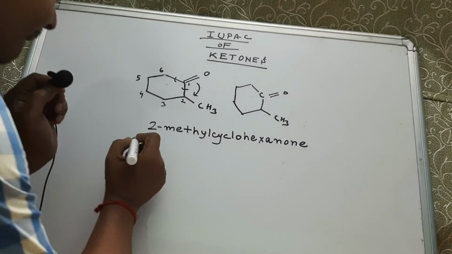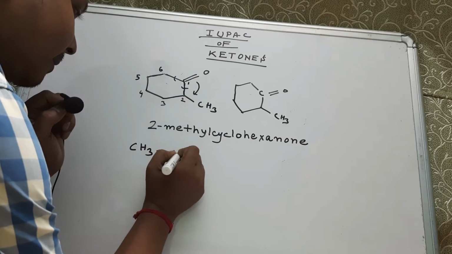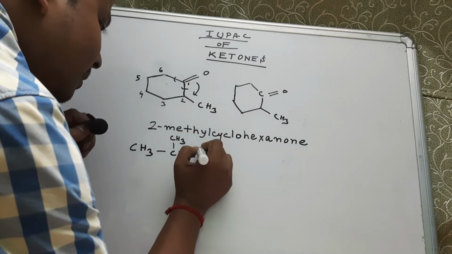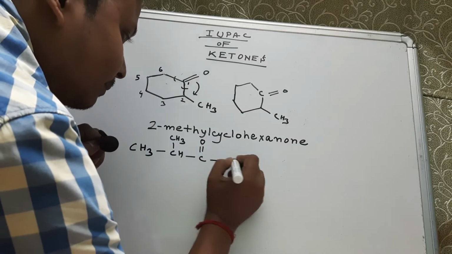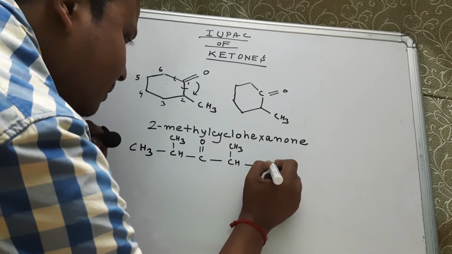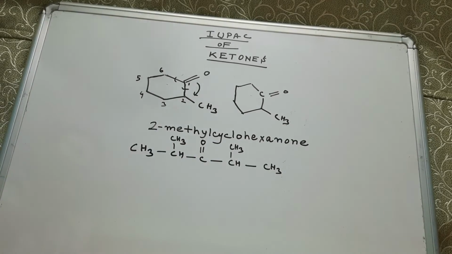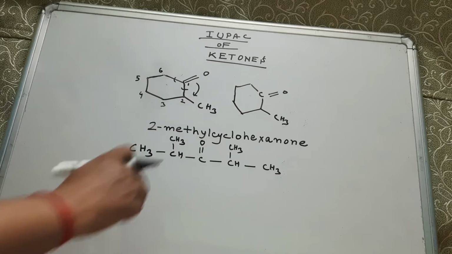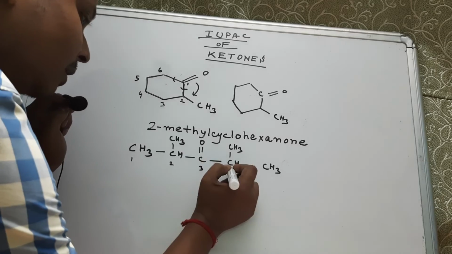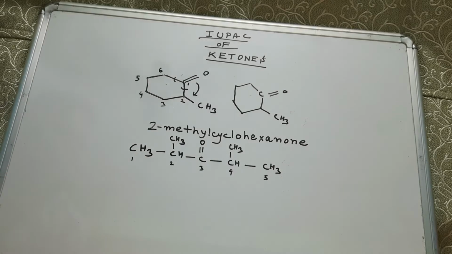Next, from this CH3, CH, this is CH3, and this is C double bond O, this is CH, CH3, and it is CH3, and we are going to write the IUPAC nomenclature of this structure. Obviously it is a ketone, and start numbering. We will start from here: 1, 2, 3, 4, 5.